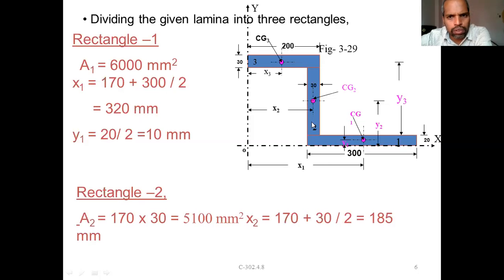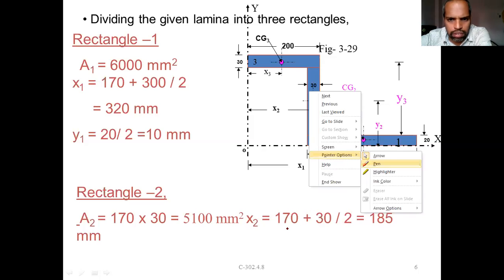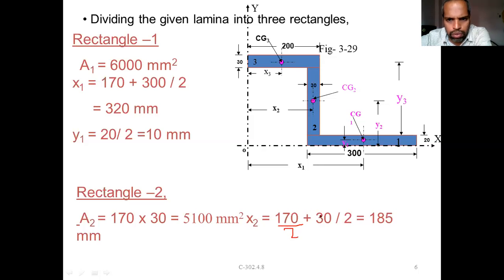for rectangle 2, size is 170 by 30. And x2 is equal to how much? 170 by 2, 85. 85 plus, this is wrong actually. These are some printing mistakes. So this is not 170 by 2 plus 20 by 2. This is 20, not 20 by 2. This is 170 by 2 plus 20.